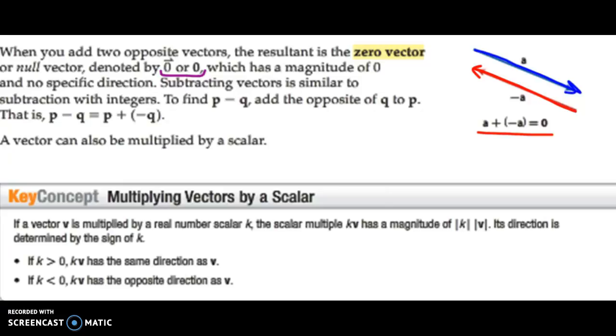It's also how we take care of subtracting vectors, because you'll see that subtracting is like adding the opposite vector. So again, when I subtract two vectors, I find some value in between them. I find a resulting vector.